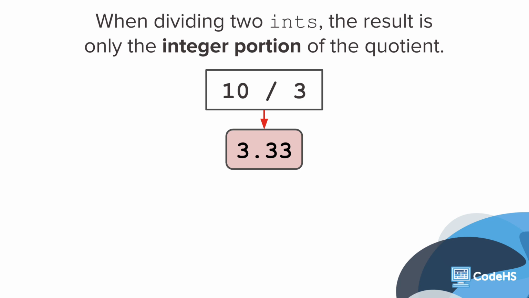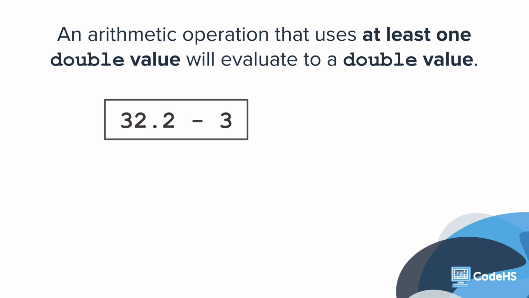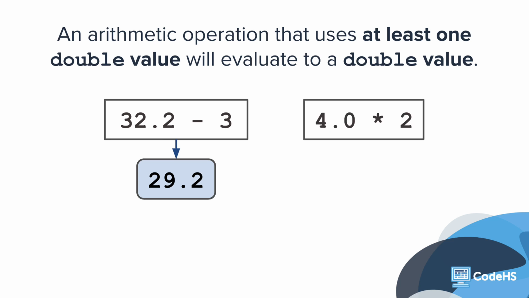Java does something quite interesting and unexpected to get around this. When dividing two ints, the result is only the integer portion of the quotient. Going back to our 10 divided by 3 example, Java would use only the 3 of the result 3.3 repeating and ignore the decimal. So according to Java, 10 divided by 3 is just 3. On the other hand, an arithmetic operation that uses at least one double value will evaluate to a double value. For example, 32.2 minus 3 evaluates to the double 29.2, and 4.0 times 2 evaluates to 8.0.